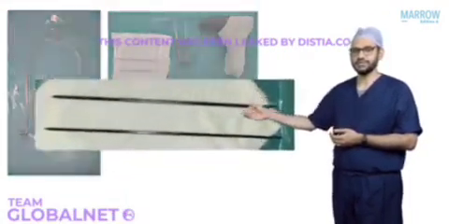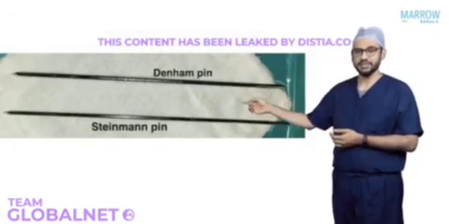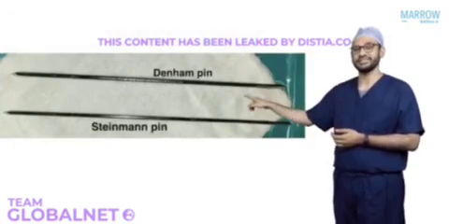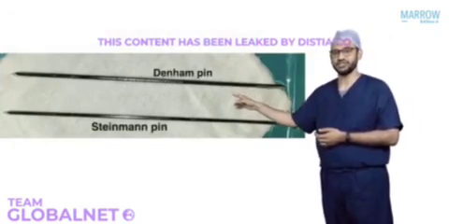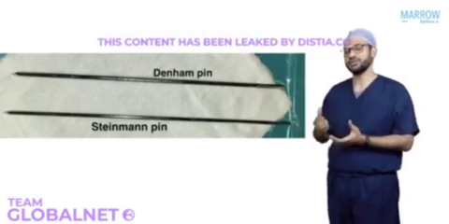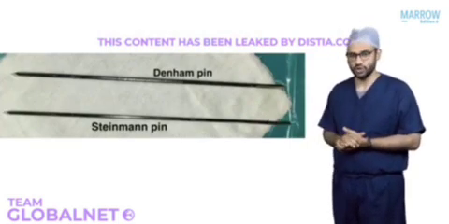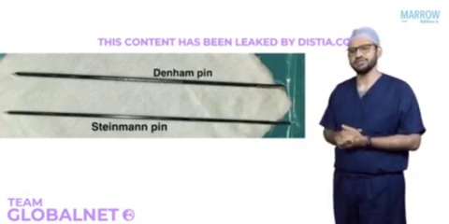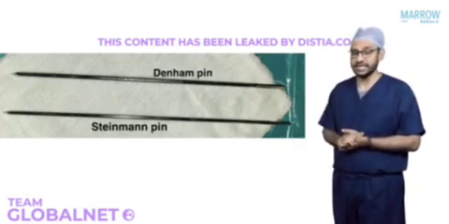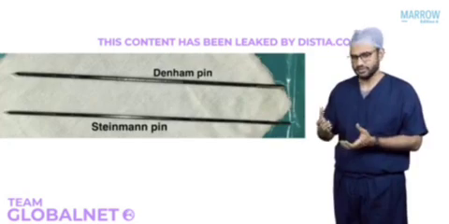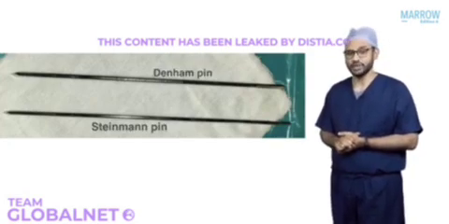Now Steinmann pin is a smooth pin, whereas a Denham pin is also a smooth pin, although in the center right around here you are seeing these threads. The Denham pin is basically used in osteoporotic bones, whereas Steinmann pin is used in stronger bones. Otherwise, Denham pin is usually also used for calcaneal tractions, and Steinmann pin is preferred for tibial or femoral tractions.